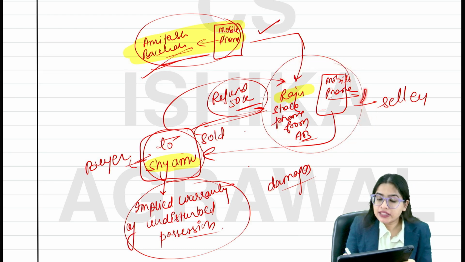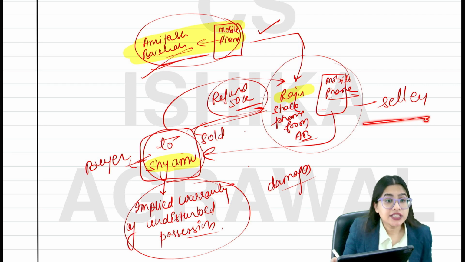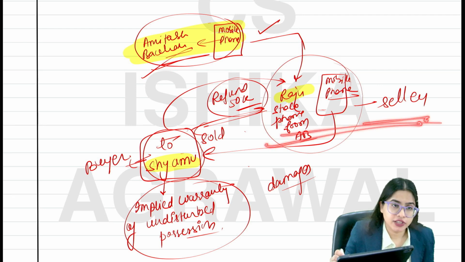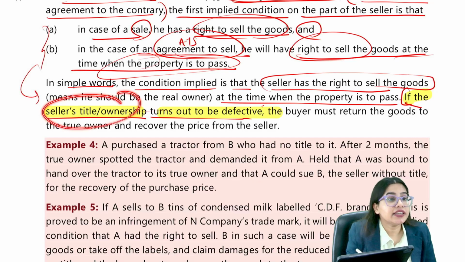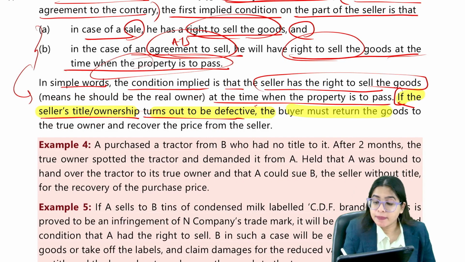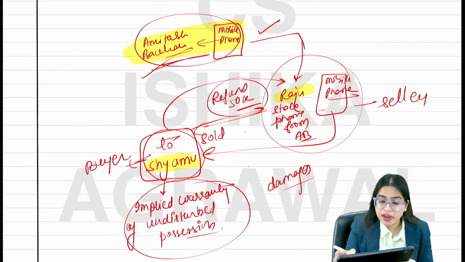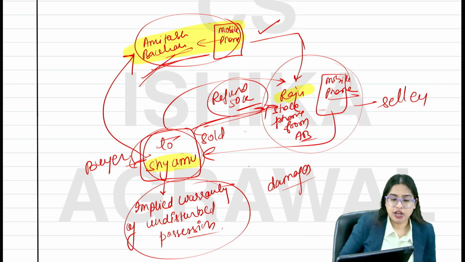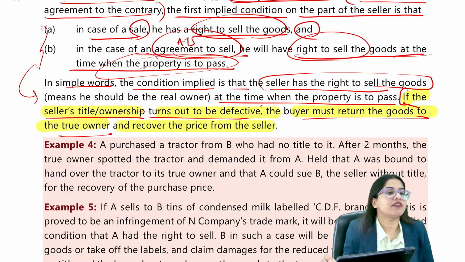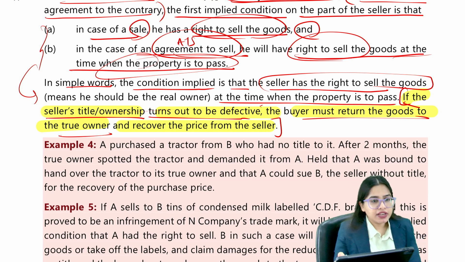Later on, we found out that the title of the seller is defective. That means he is not the true owner. He doesn't have the right to sell this, or he is not the owner, or he doesn't have title of the property. It is stolen, let's say. Then the buyer must return the goods to the true owner. If we find out that this mobile phone belongs to Amitabh Bachchan, then the buyer will return this phone to Amitabh Bachchan and claim his refund back from Raju, recovering his price from the seller. This is a breach of implied condition. Are we clear with this?